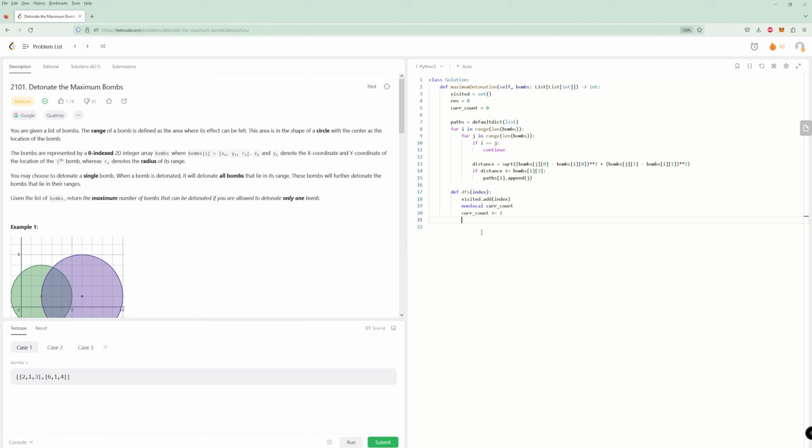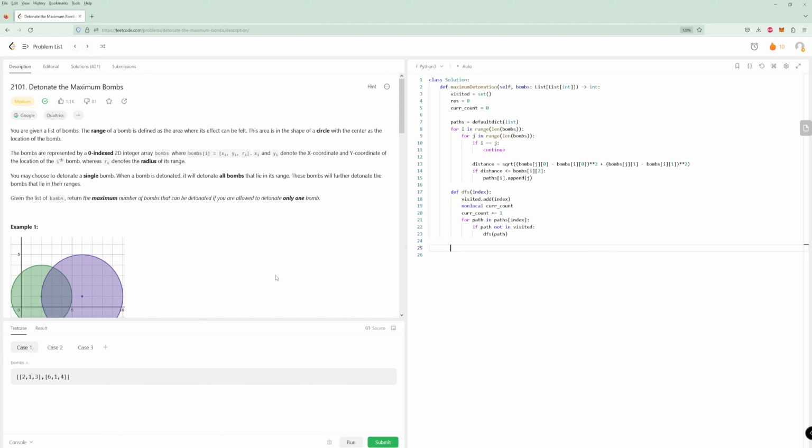Now we just need to iterate through the list of nodes in its path, meaning the nodes that it can go to, and we need to see if they aren't in the visited set, then just DFS to those, right? So for path in paths index, if path not in visited, DFS path. Okay, I think that's all for the DFS.